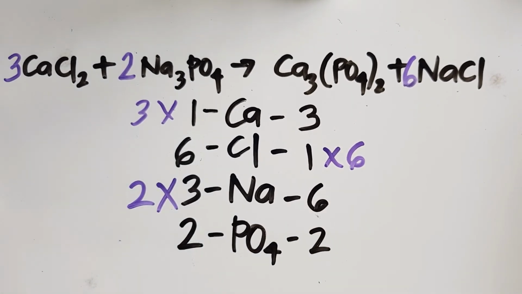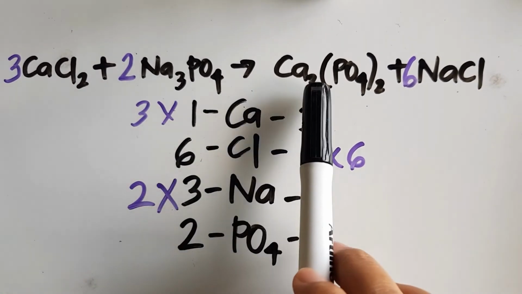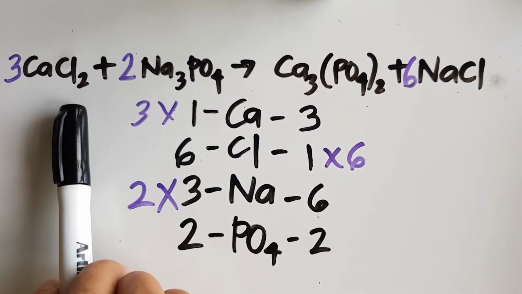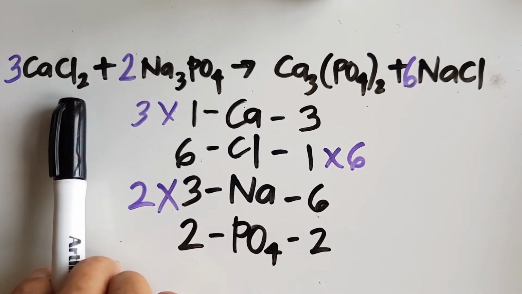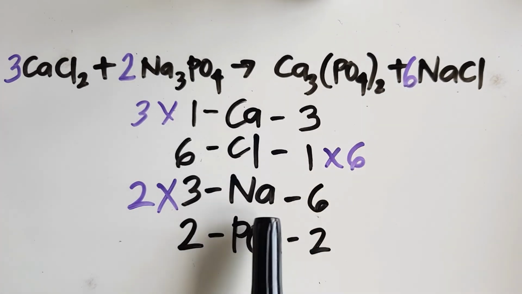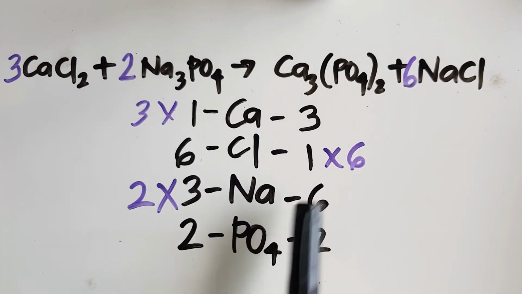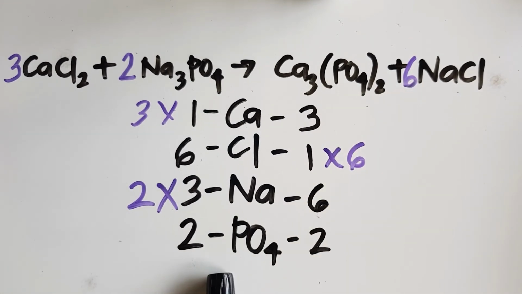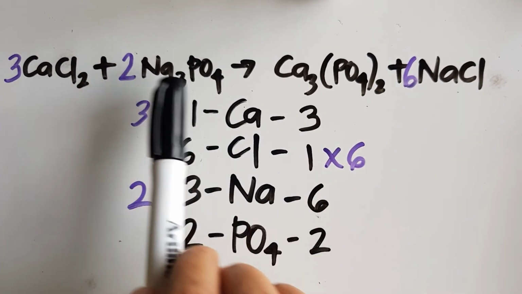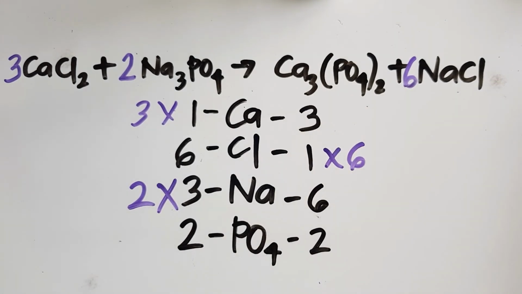Let's check if the equation is balanced. I have 3 calcium atoms, 3 on the right. 2 times 3, you have 6 Cl atoms on the left. On the right, you have 6 Cl atoms. Na, you have 2 times 3, 6. On the right, you have 6. On the left, you have 2 PO4 and 2 on the right. So this is the balanced equation.